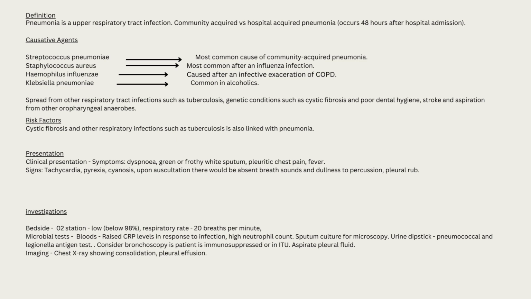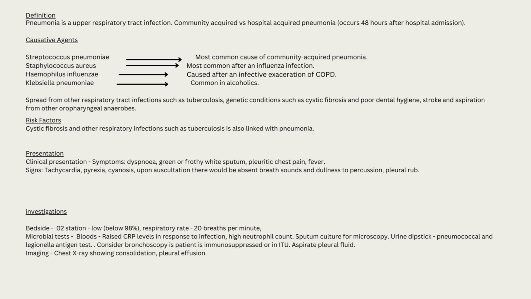Firstly, at the bedside, we're going to be looking at O2 saturations, which will be quite low, and a high respiratory rate, over 18 breaths per minute. We can also do microbial tests such as bloods, where we'll find raised inflammatory markers, so raised CRP. A raised CRP over 2 indicates a greater severity of pneumonia. A high neutrophil count, as well as sputum cultures, urine dipsticks for pneumococcal, and Legionella antigen tests can also confirm pneumonia.